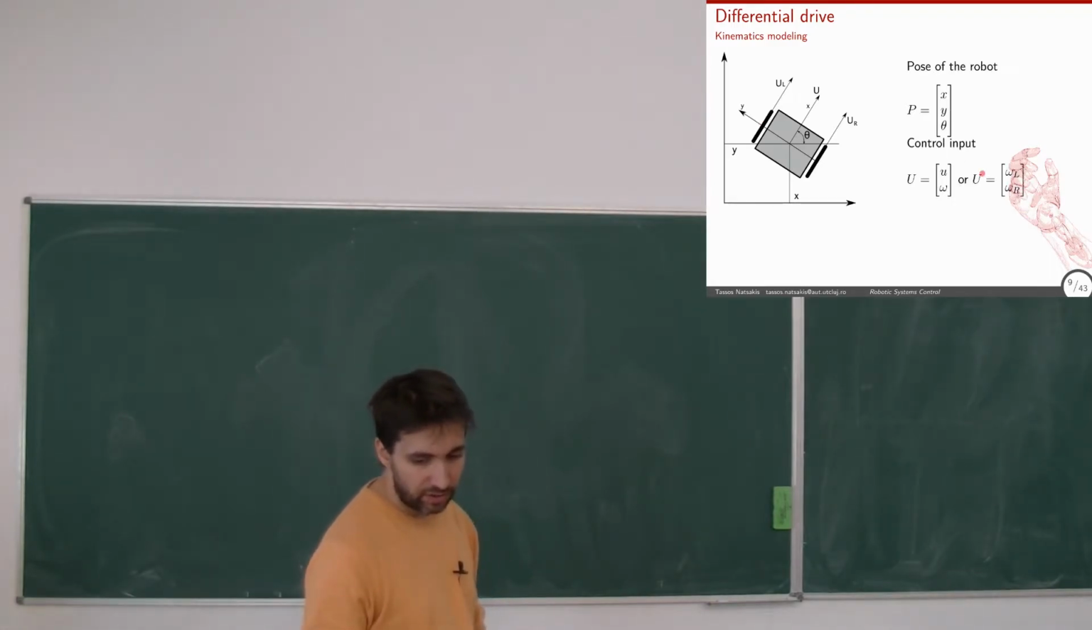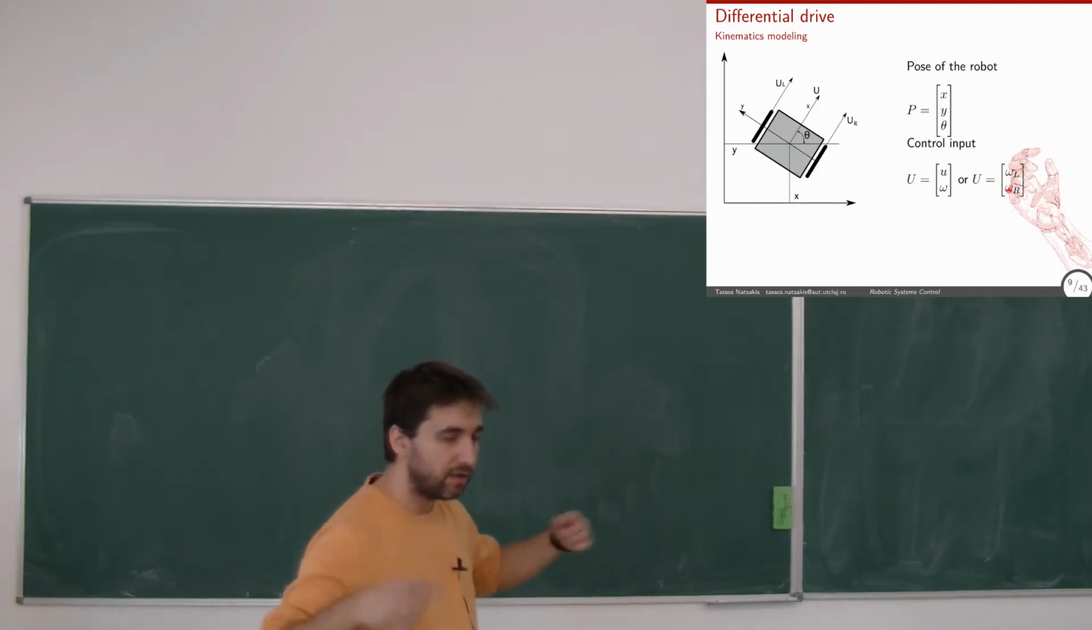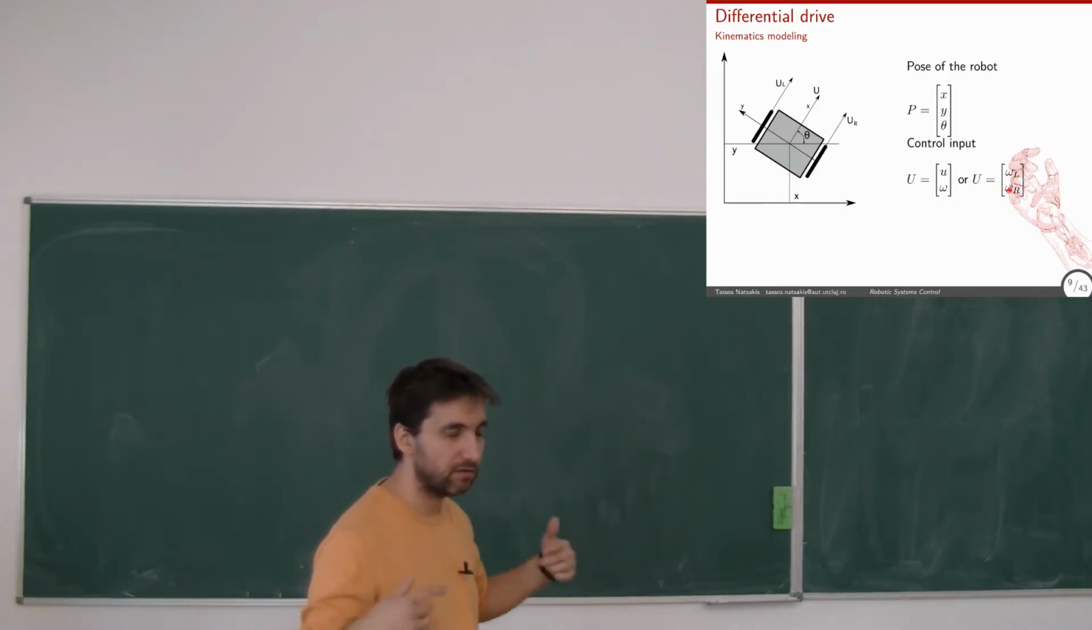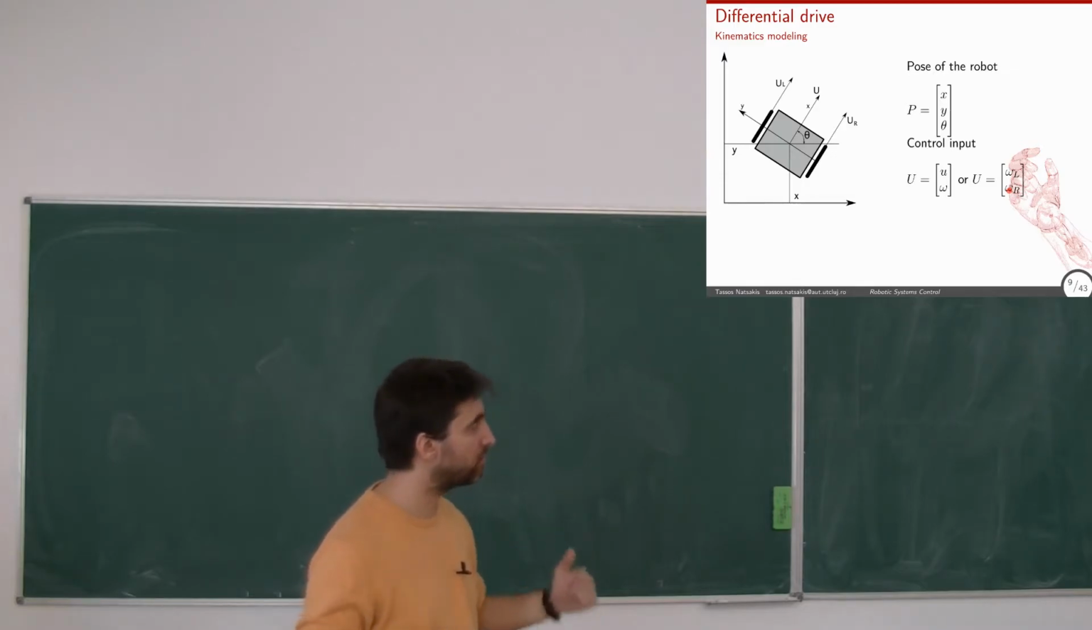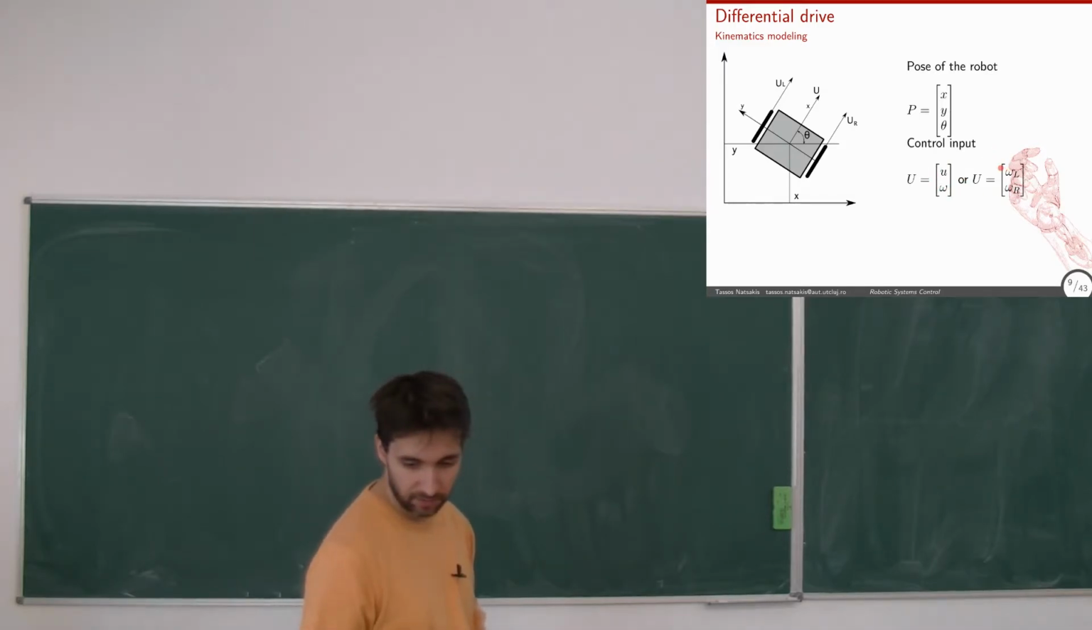Okay, so we can also say that our input is the left and right wheel angular velocity, or the angular velocity of the left and right wheel. Okay? So we'll see how we first model it like this, and then how we can express this as a function of this. Okay?